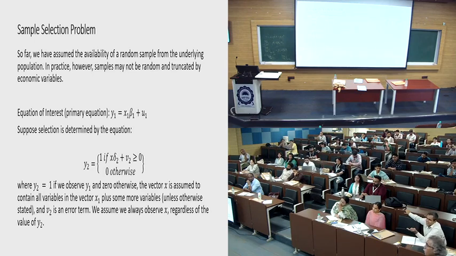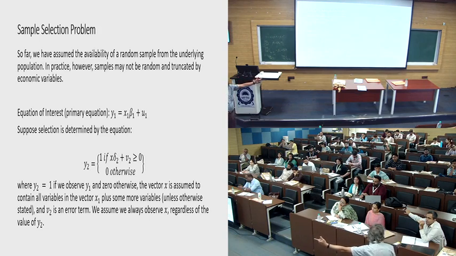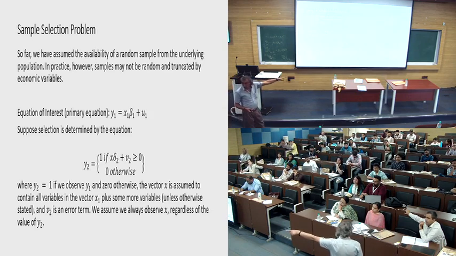Then in the second equation, Y2 is whether I have participated in the labor market or not, which depends on certain characteristics, X: age, experience, number of dependents at the household level, family income. It could be anything, right? Clear? And that error is V2.